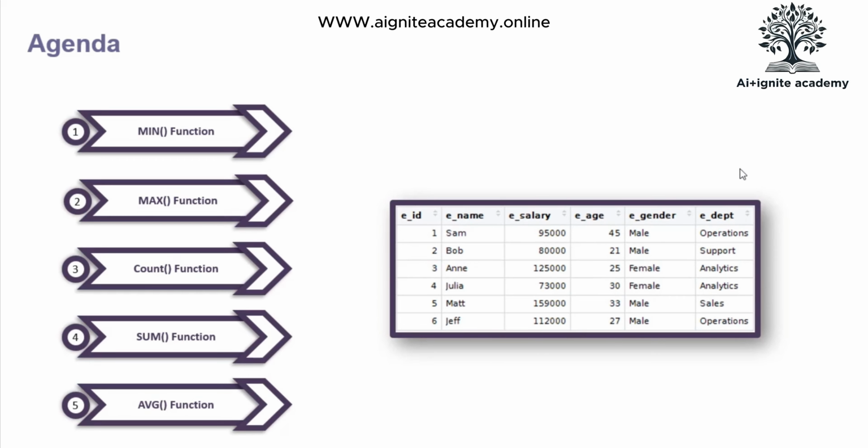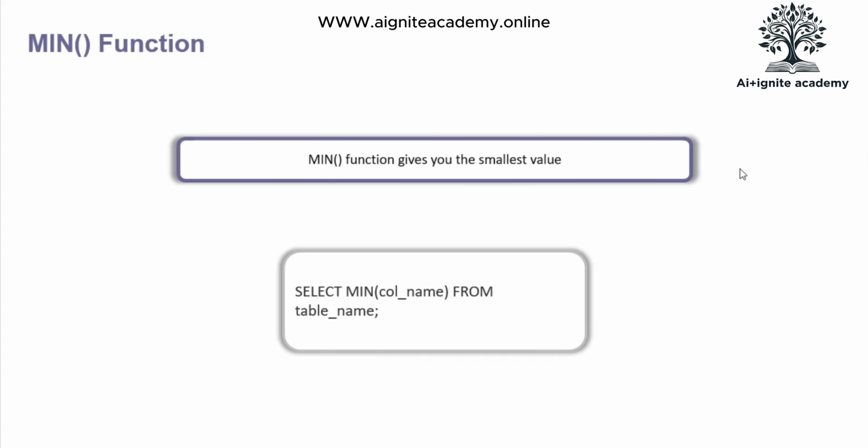In this session, we'll be working with some basic functions in SQL. So we'll look at the min function, max function, count function, sum function, and average function. Let's start with the min function. The min function gives the smallest value in a column. Let's look at the syntax.